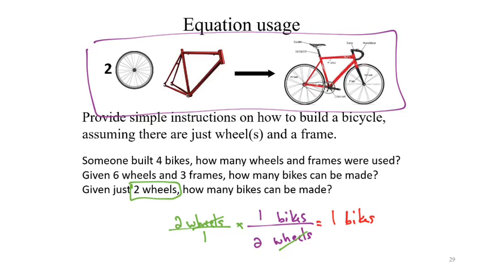And ta-da, we find out that we can make 1 bike. Again, showing all that work. We might be at a point now where people at home are being like, this is dumb. I don't need to show this work. Why would you make me show this work?